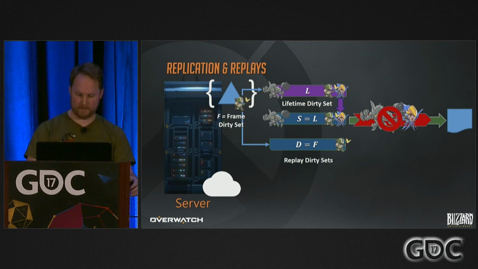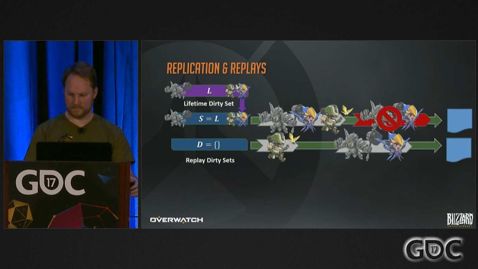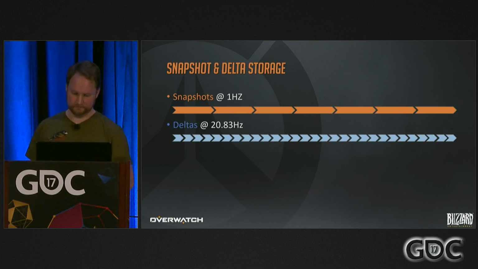So let's put all this together now. At the end of the frame, we've serialized out the new lifetime dirty state set to the replay snapshot target. We've also serialized out the per frame dirty state to the replay delta target. So the question I have immediately after this is, where's all that data going? While the normal client receiver streams are going out on network packets, replay data needs to go somewhere else.